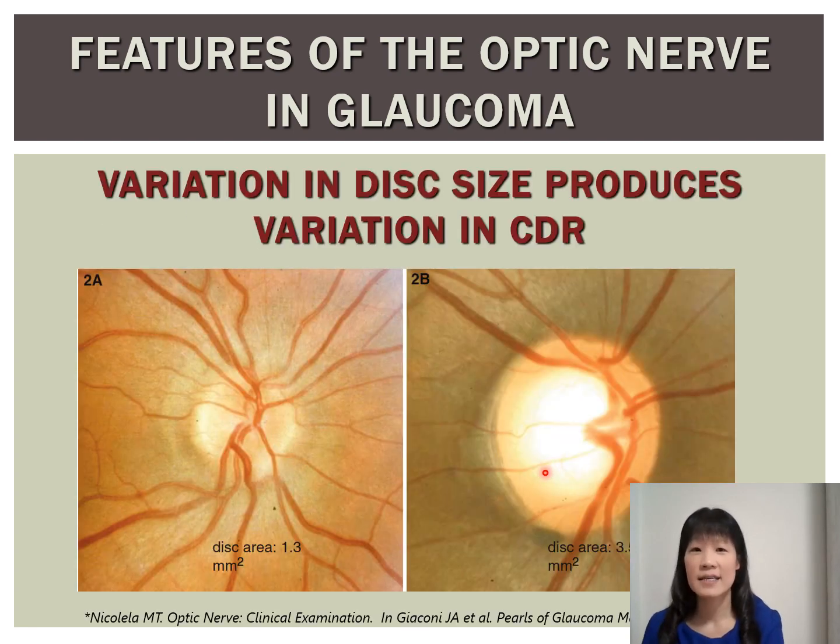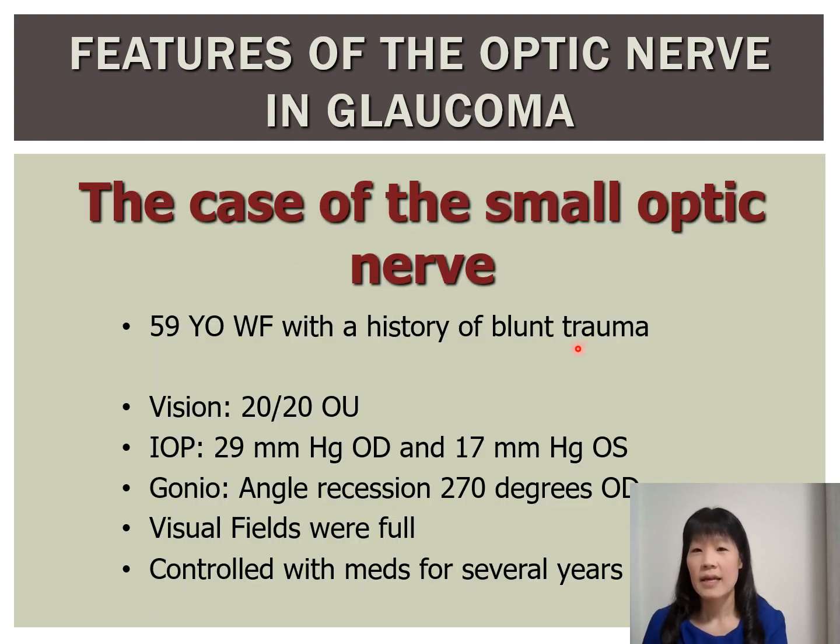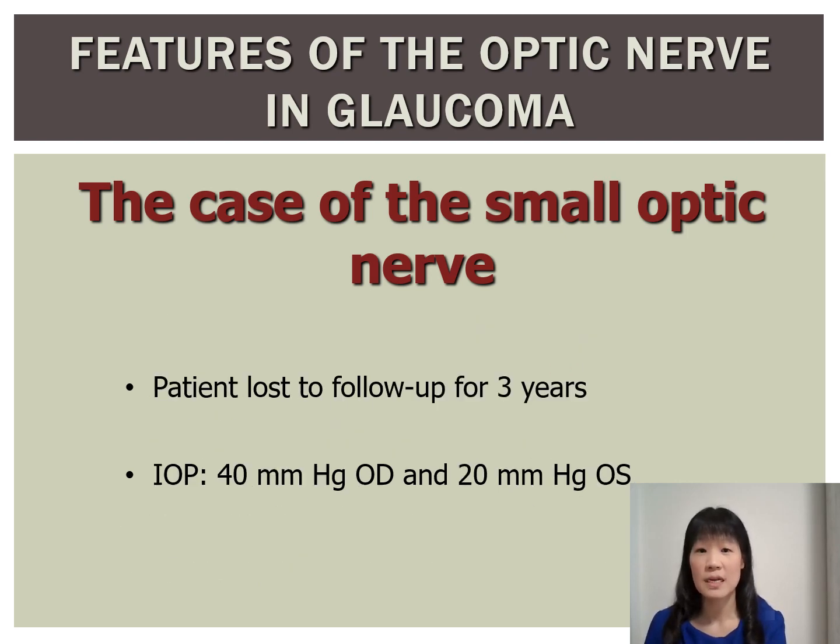So disc size. Here is a patient with a small disc area, 1.3 square millimeters, and here's a patient with a large disc area, over 3 square millimeters. Now this makes a difference because if you have a small optic nerve, those 1.2 million axons have to squeeze through a smaller scleral canal.